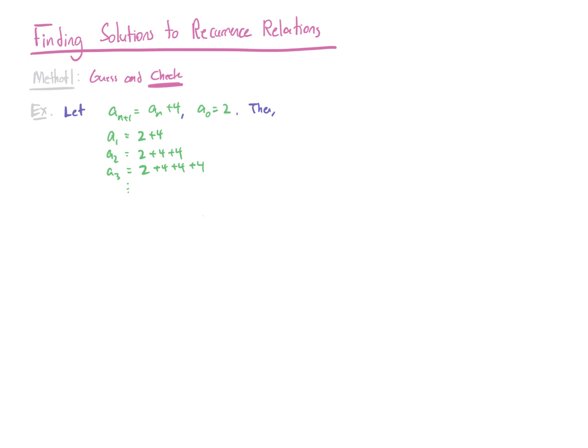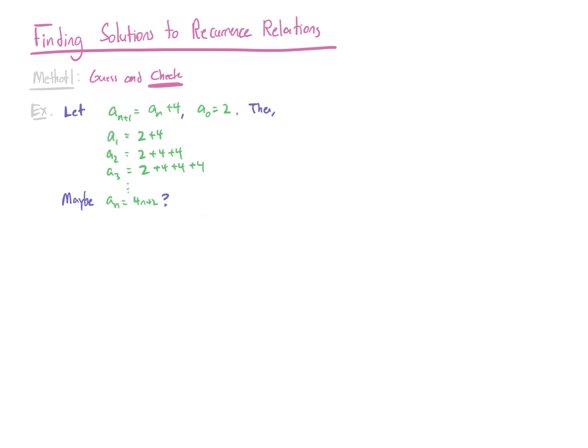So if we look at this, we say, hey, I see a pattern. The number of 4s that I have in play here is equal to the index of a. a1 has one 4, a2 has two 4s, a3 has three 4s. So this leads us to a guess. Let's guess that there's a formula for a sub n equal to 4n plus 2. This is our guess. We don't know this yet.